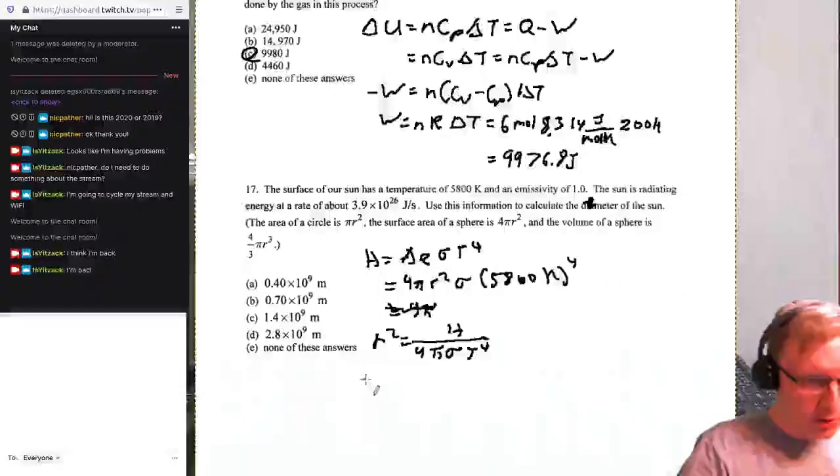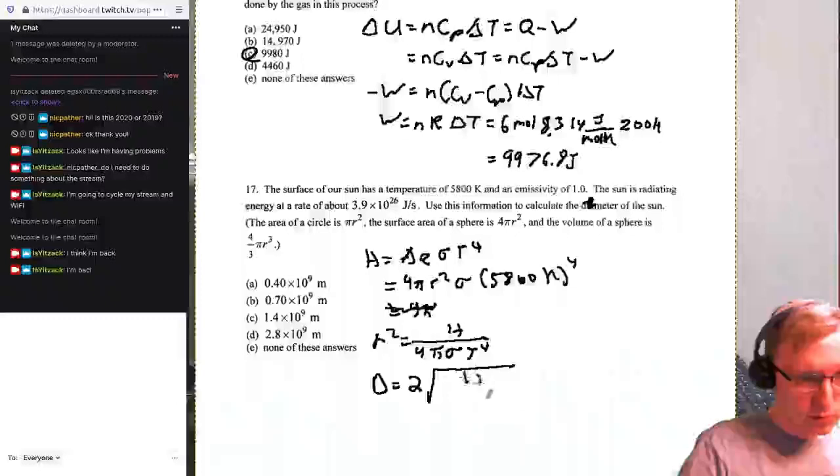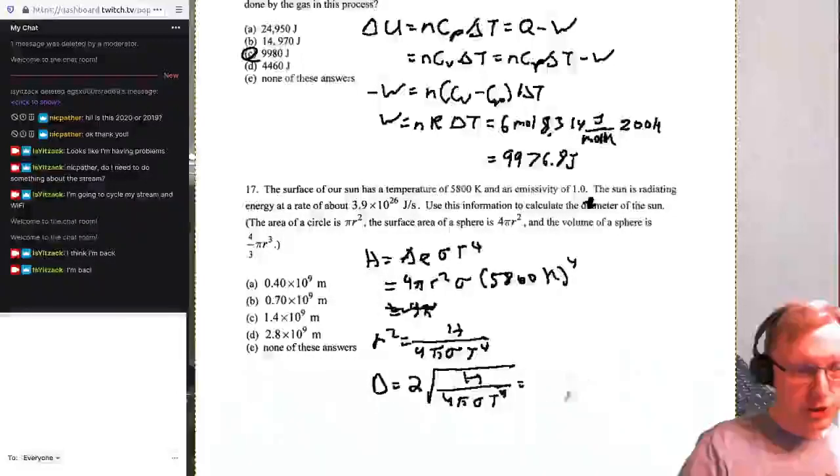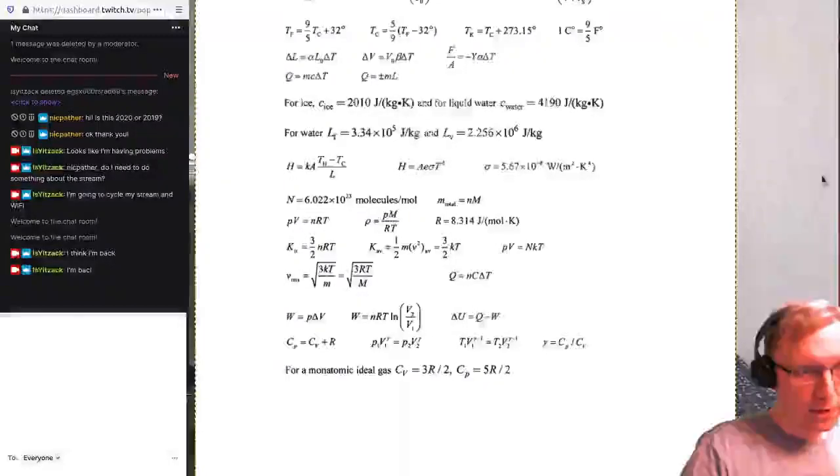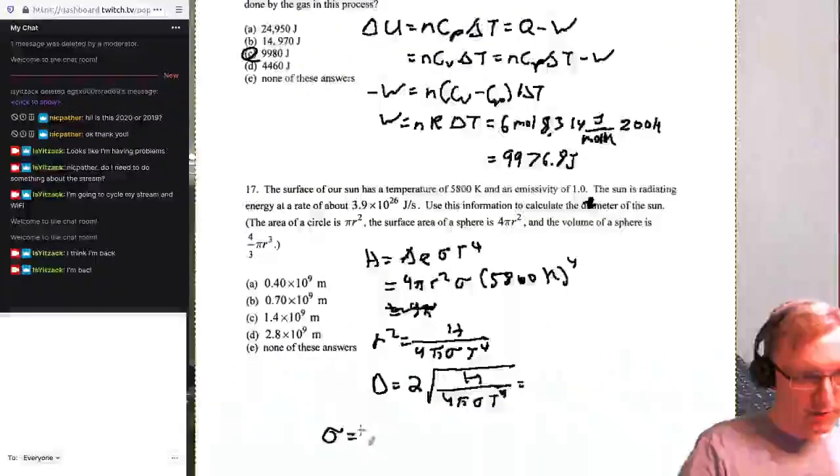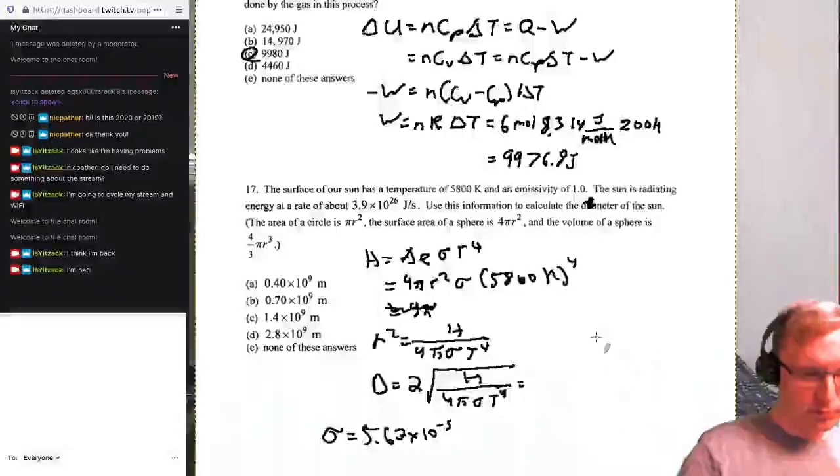Alright. So D is 2 square roots of h over 4 pi sigma T to the 4. Punch in numbers. Sigma, the Stefan-Boltzmann constant, 5.67 times 10 to the minus 5, in appropriate units. And I think everything else is given on this page.